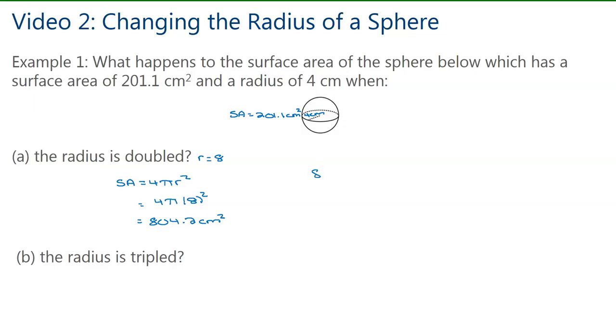So now the surface area got bigger, but exactly how many times bigger did it get? Well, let's divide to find out. 804.2 divided by the original surface area, 201.1, is 4. So the surface area got 4 times bigger.